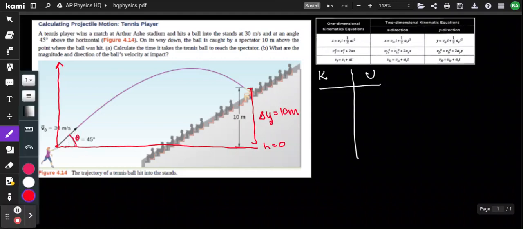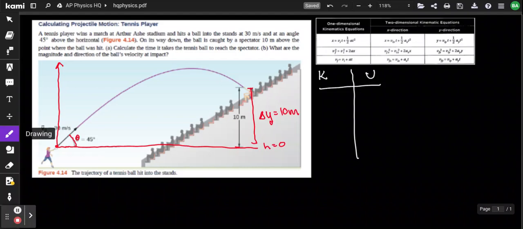So, using what we know, we can make a KUK chart. So our known variables are the v initial, which is 30 meters per second, our delta y, which is 10 meters, our initial theta, which is 45 degrees above the horizontal, and we also know that it's on Earth, so the vertical gravity is negative 9.8 meters per second squared. So what we don't know is the total time and also the final velocity at impact and the theta final. So those are the three variables we need to find.